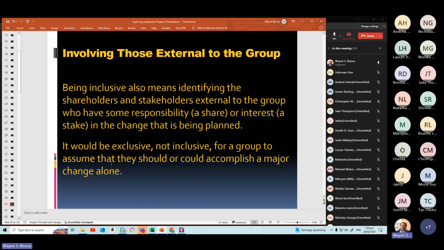Now, inclusivity also extends beyond the actual group. You also have to include the people who are directly impacted by your activities, those external to your group, as well as those who have a vested interest in your group activities or group actions. So that means you have to broaden your inclusivity to factor in shareholders and stakeholders that are external to the group activities.